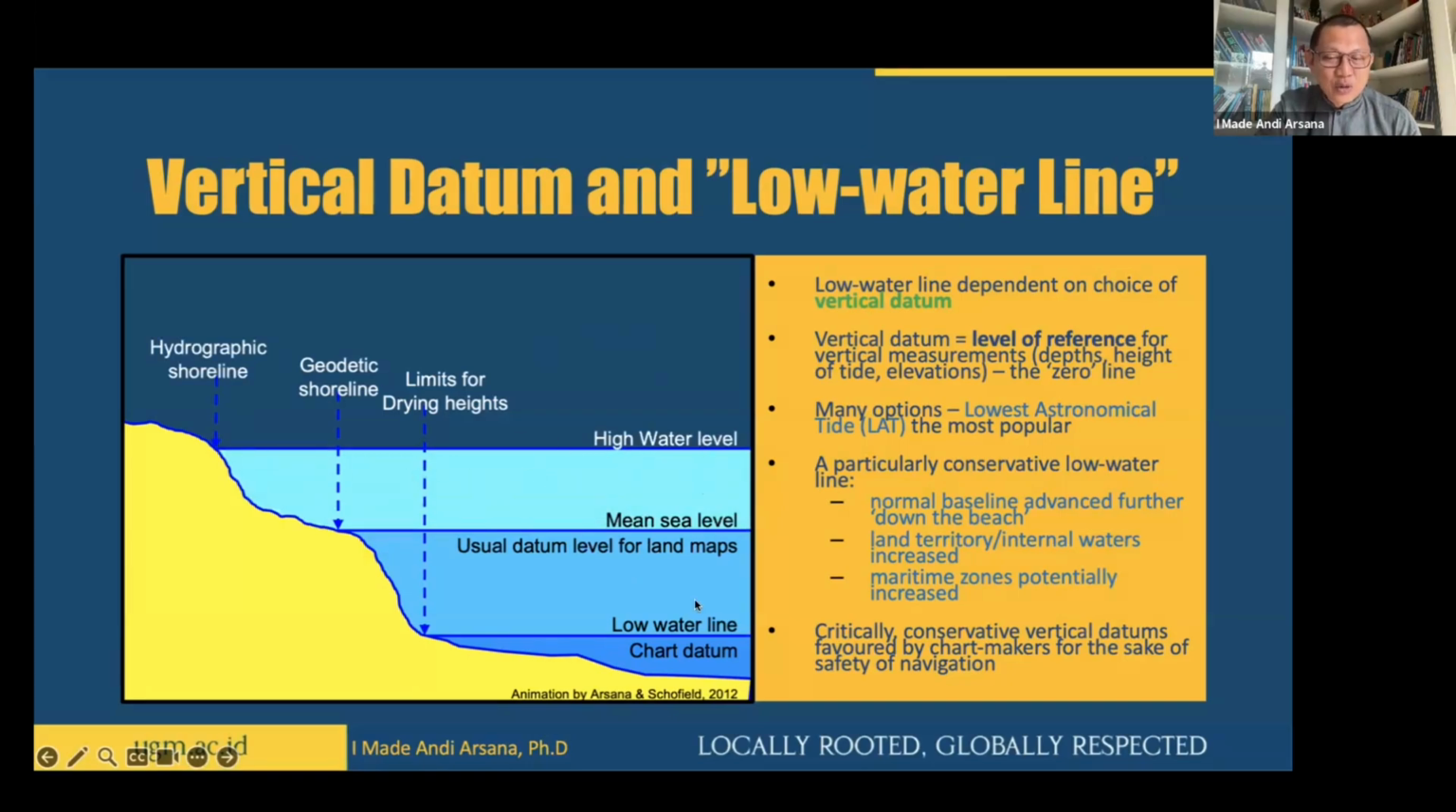Okay, the question is, which one do you use for your own baseline? Either this one or this one or this one. The answer is the low water line. Why are you using the low water line? Because you want to have as large land as possible. So then you start to measure your maritime zone from the outermost limit or point of your land. So then you can have more ocean, basically, right?